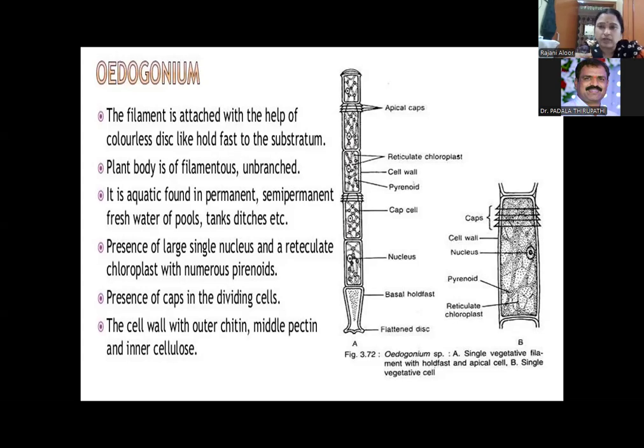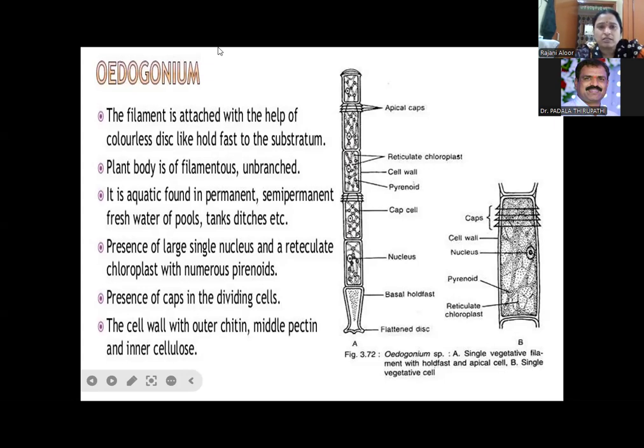In Oedogonium you can observe a filamentous plant body, but unbranched. When we come to Kara, I'll explain filament and branching. This way the thallus organization develops from colony to filamentous and branching system. See here, this is the unbranched system, made up of many cells, no?